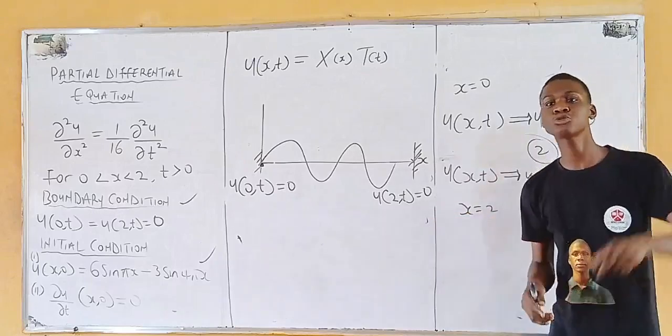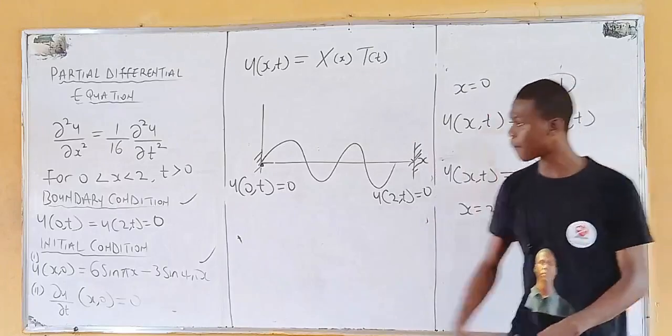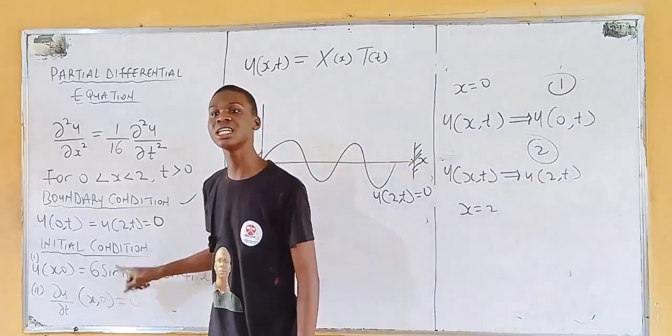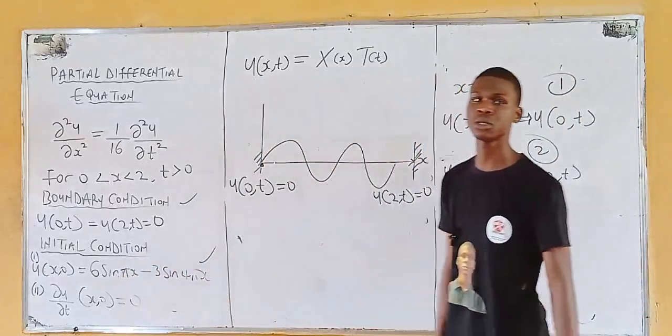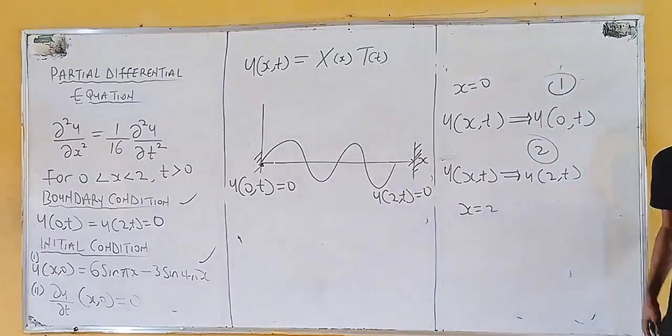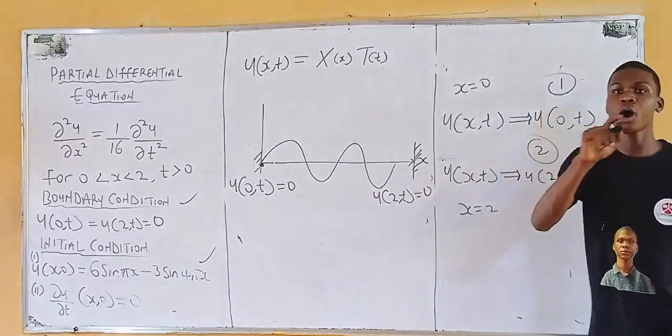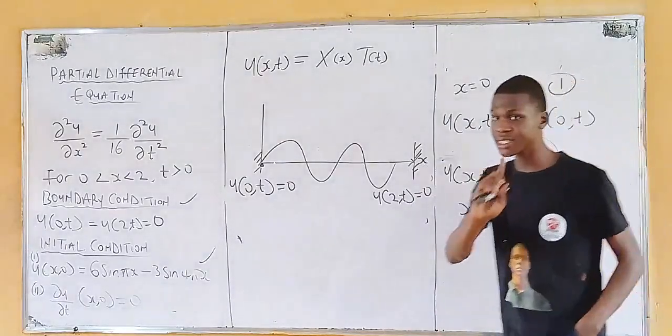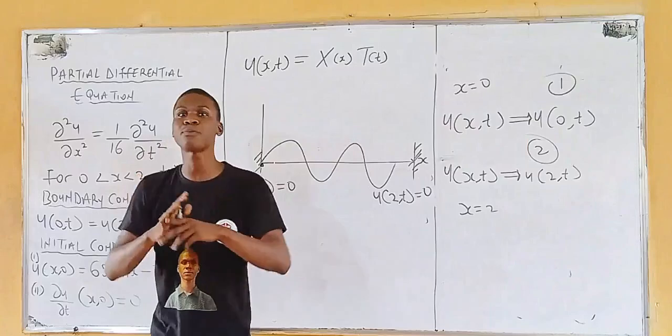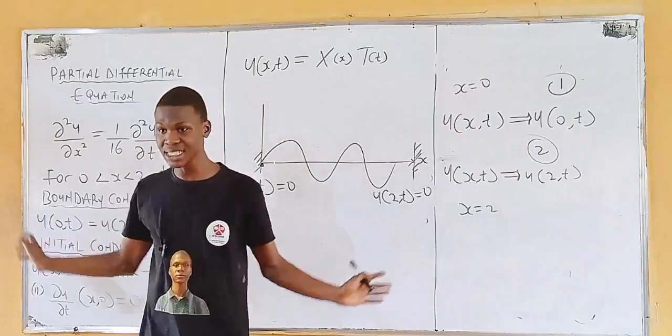Similarly, I want to know C and D. How do I get it? Apply your first initial condition, then apply your second initial condition. So that's it. Okay, now with that question also, now we are going to practicalize it.